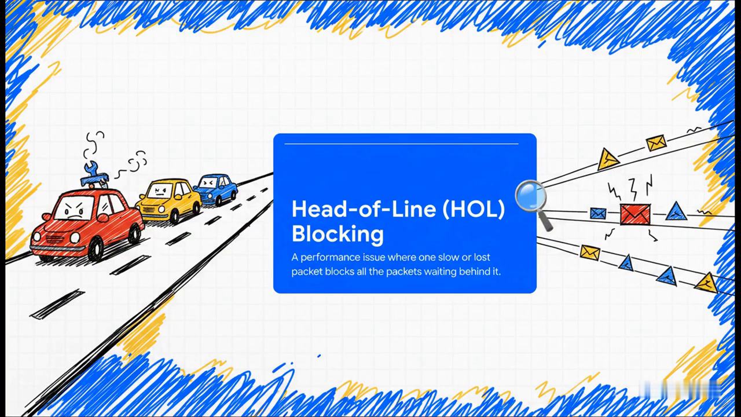But even with the right protocol, you can still hit traffic jams. A classic problem is called head-of-line blocking. Just imagine a single-lane road. If one car breaks down, nobody behind it can move, right? The exact same thing can happen on a network. If one data packet gets lost or delayed, it can hold up all the perfectly good packets waiting behind it. And actually, modern protocols like HTTP3 were designed specifically to fix this exact problem.